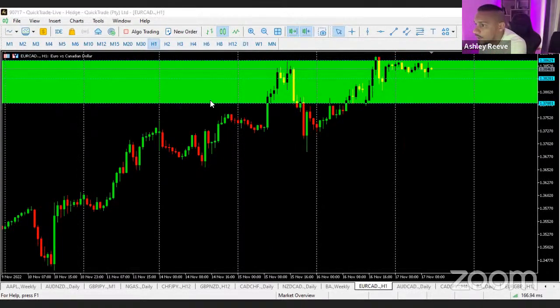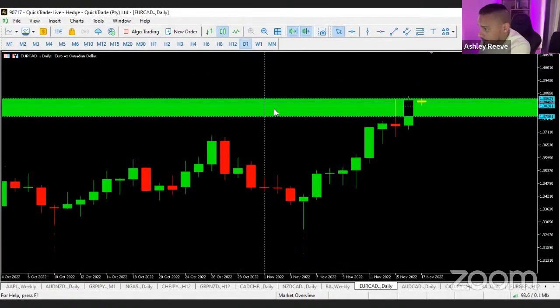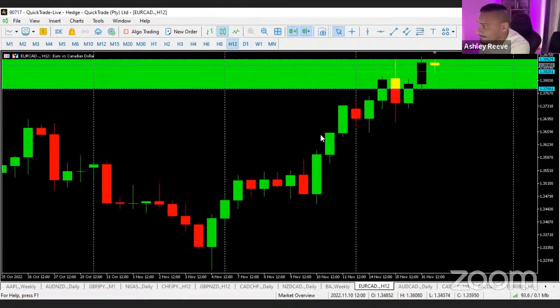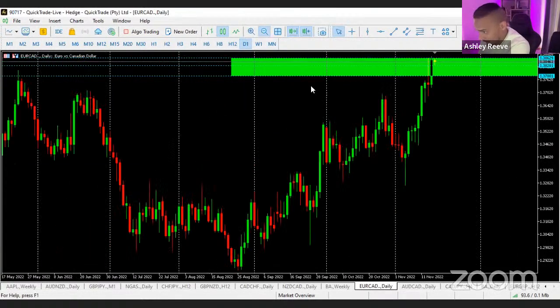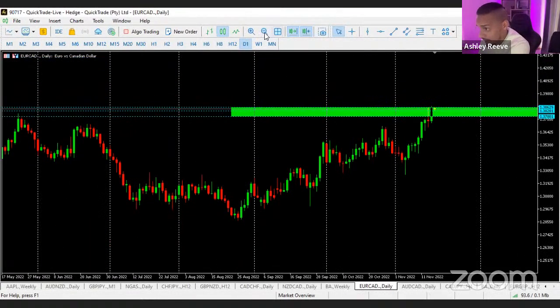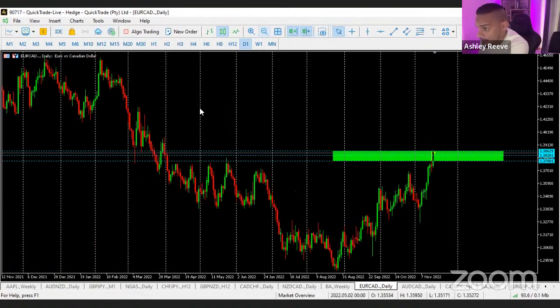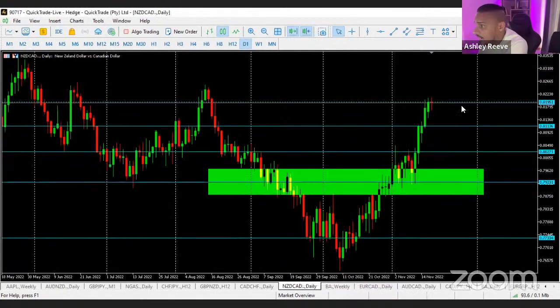Hold on for me here. This one, nothing here, 1.38281. Let's just wait for it. It's rejecting still. I don't see any downside at this point in time. For now, I still see a bit of upside here. We're going to have to wait, okay? NZD CAD, also check this out, nothing running there.